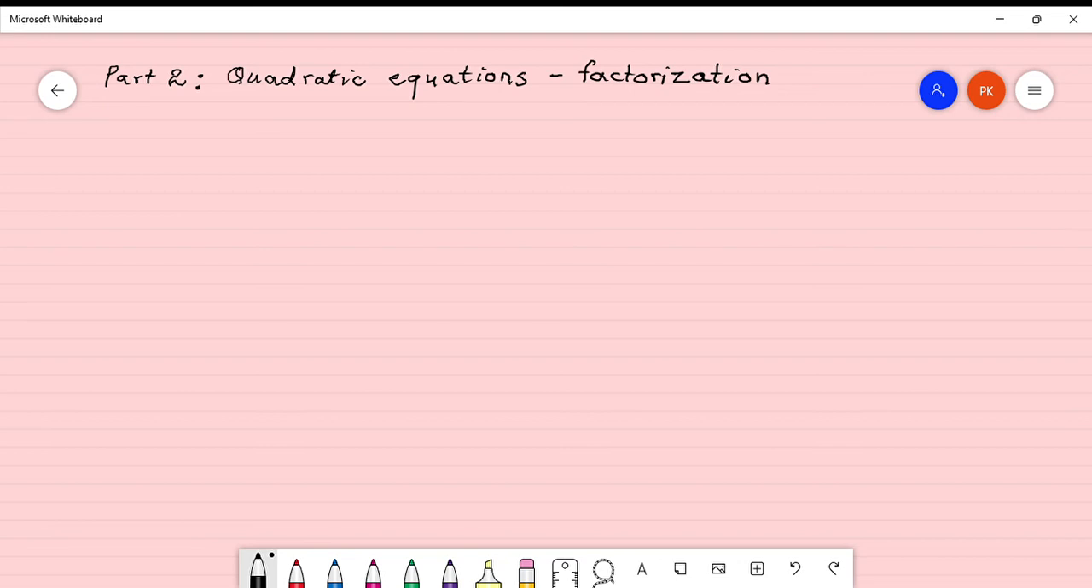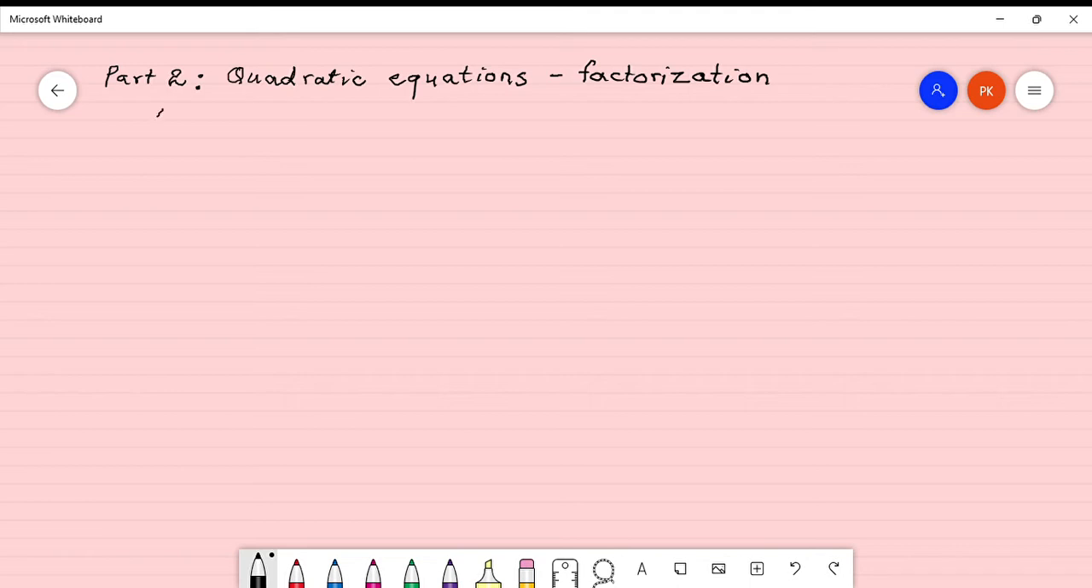Hello students, in the last class we had studied about the factorization of quadratic equations in which the coefficient of x square term was 1. Today we'll go forward and factorize the quadratic equations in which the coefficient of x square is not 1. Let us see how to do it.